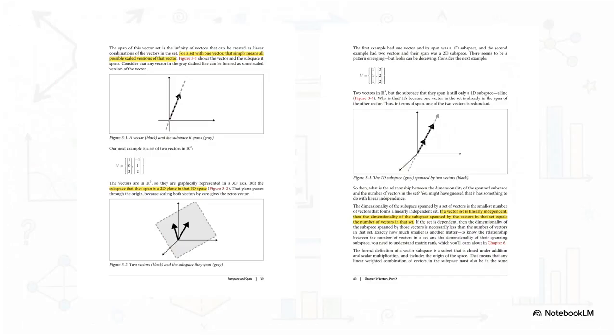On the left side here, a single vector spans a 1D subspace. It's just an infinite line. Now on the right, two independent vectors span a full 2D plane. But wait, here's the catch.